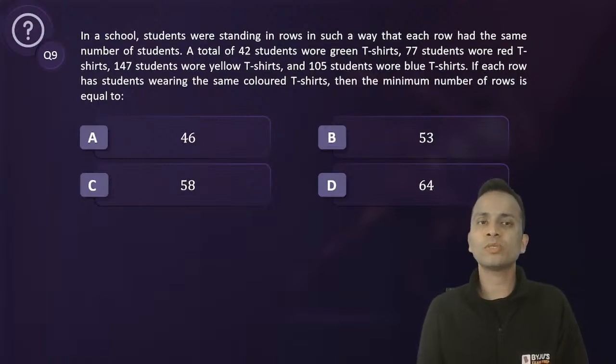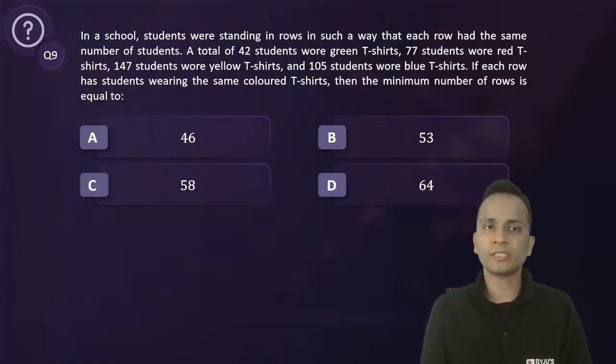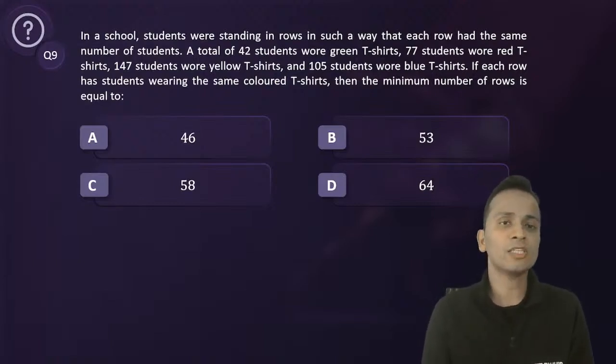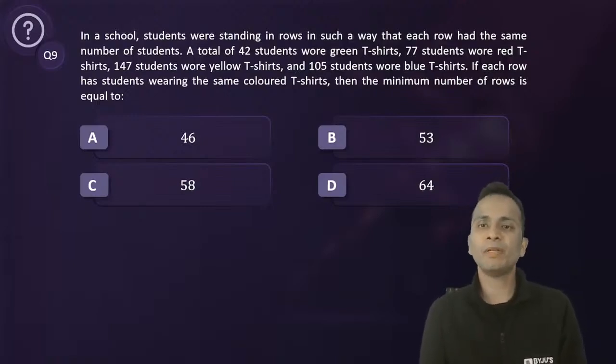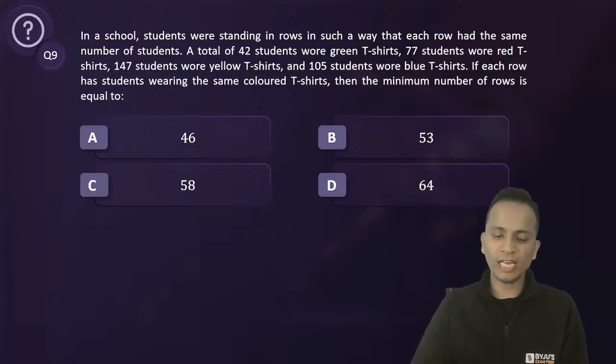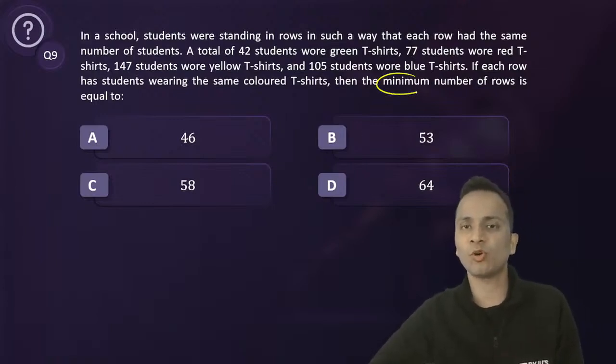In a school, students were standing in a row in such a way that each row had the same number of students. Okay, हर रो में same number of students होने चाहिए. A total of 42 students wore green t-shirts, 77 wore red, 147 wore yellow, and 105 wore blue. If each row has students wearing the same colored t-shirt, then the minimum number of rows is equal to. We'll have to minimize the number of rows.